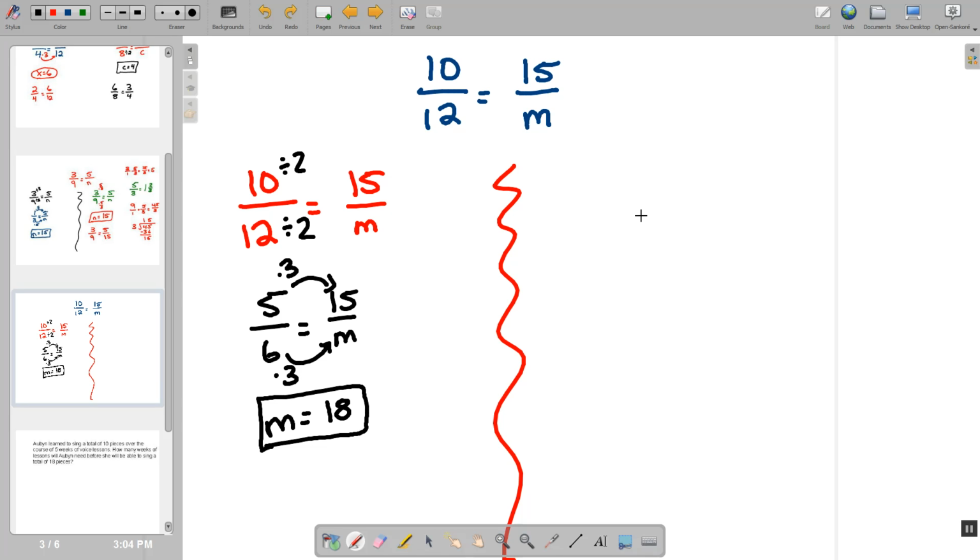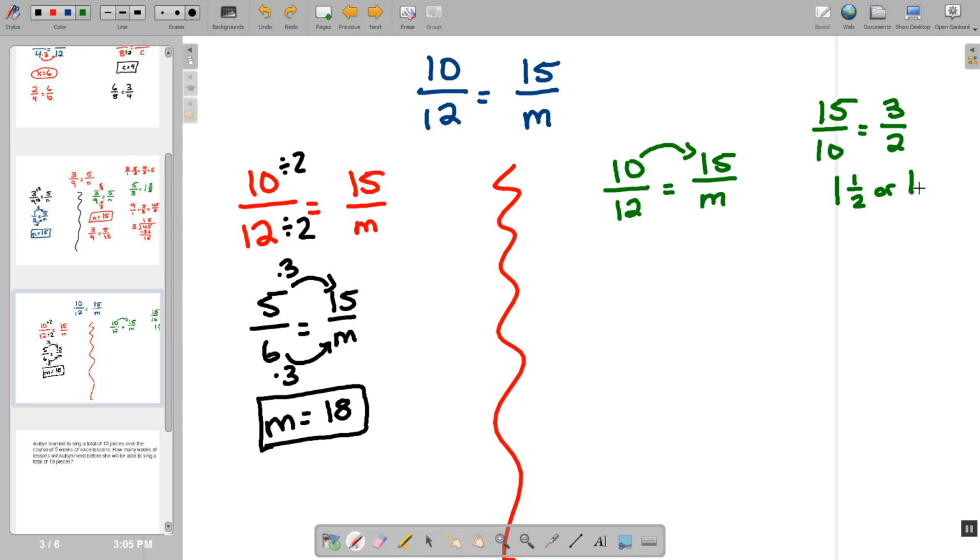Now let's do the strategy from before, where we have to be willing to use some fractions or decimals. So 10 times something has to equal 15. So I'm going to do 15 divided by 10 to figure out what that something is. Well, 15 divided by 10, both of these numbers can be divided by 5, which gives me 3 halves, which is 1.5. Therefore, if I do 10 times 1.5, that will give me 15. Therefore, if I do 12 times 1.5, it will give me m.